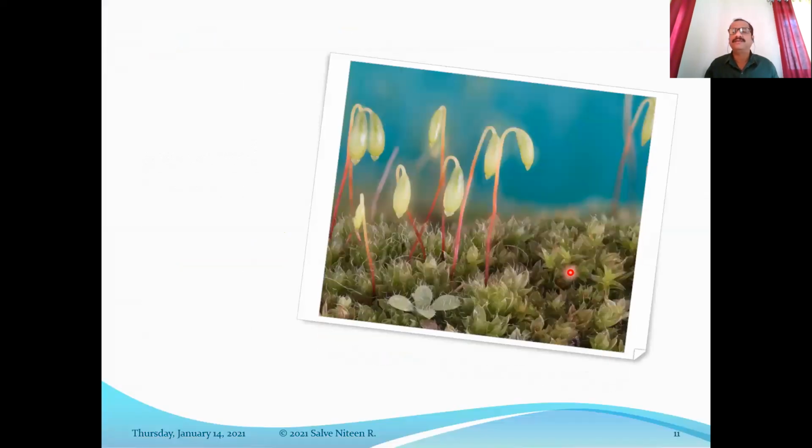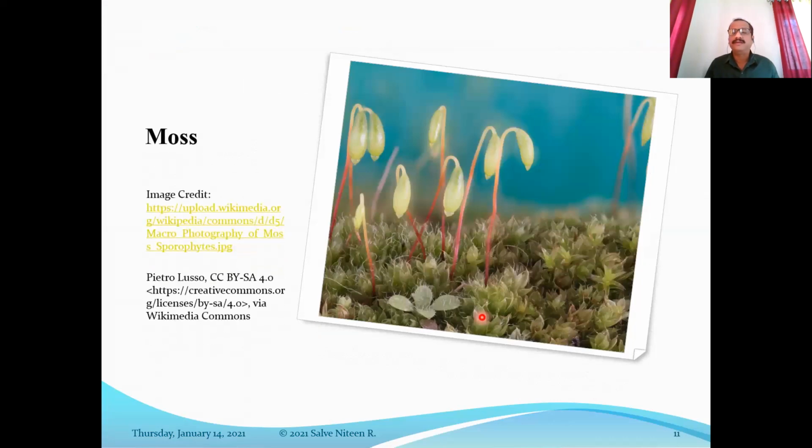You can see in the moss plant how it looks. This is a moss plant. It is not dorsiventrally flattened, but erect and upright, having a stem-like central axis, leaf-like structures, and root-like rhizoids. This plant body is called the gametophyte. The vegetative plant body is called the gametophyte. From this gametophyte, another structure has arisen, and this is called the sporophyte.